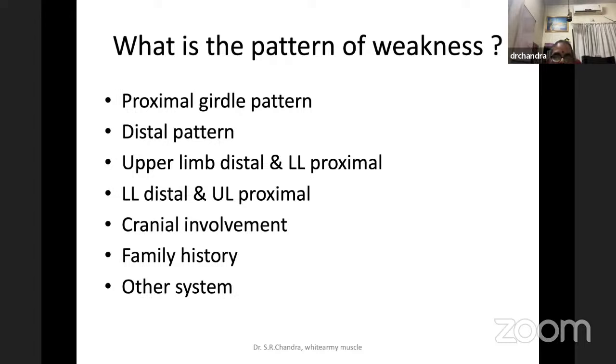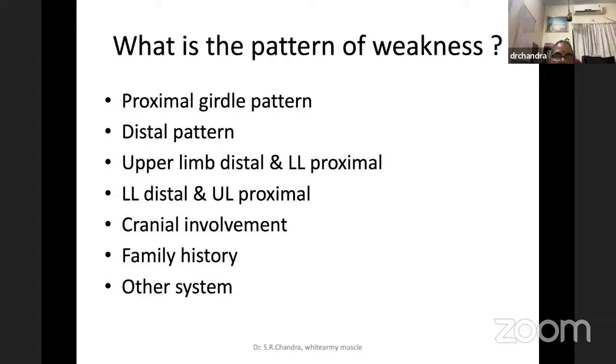So when you find that in the upper limb the distal muscles are weak and the lower limb proximal muscles are weak, why is this happening? Then you immediately get the clue. This is seen in inclusion body myositis. So that is pattern recognition. And lower limbs distal and upper limb proximal, you see it in facioscapulohumeral dystrophy, distal myopathy with rimmed vacuoles, these conditions.